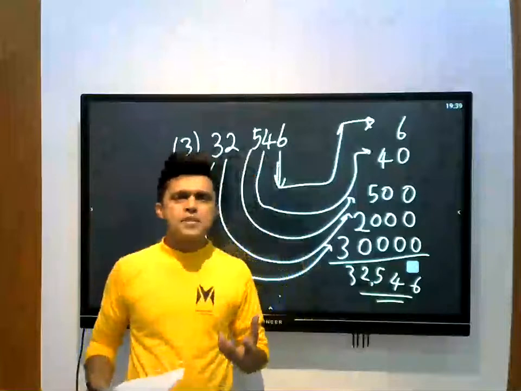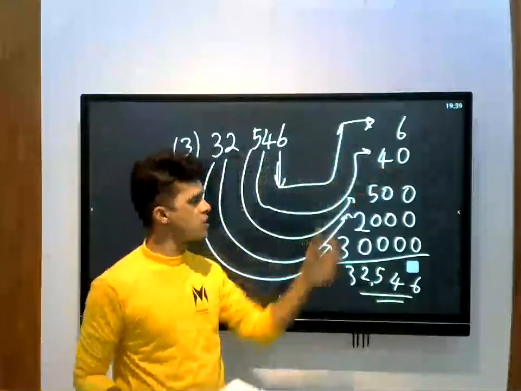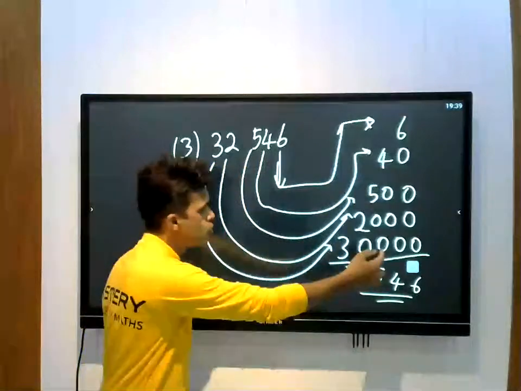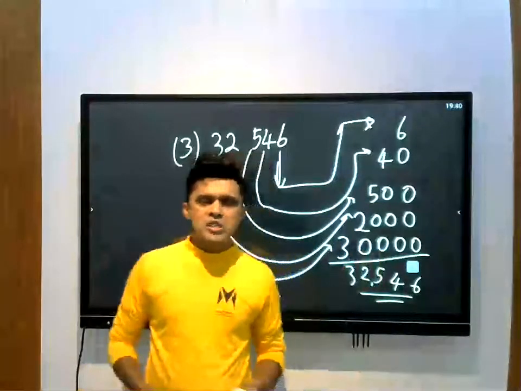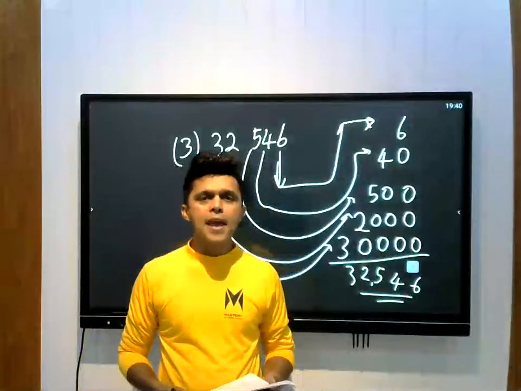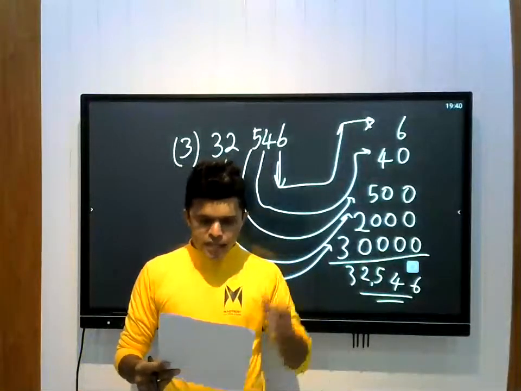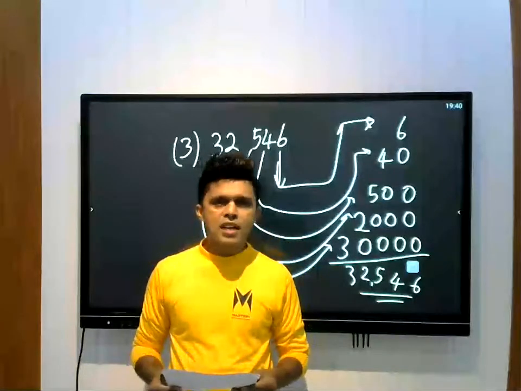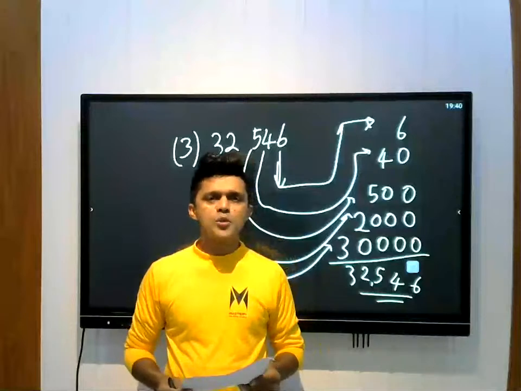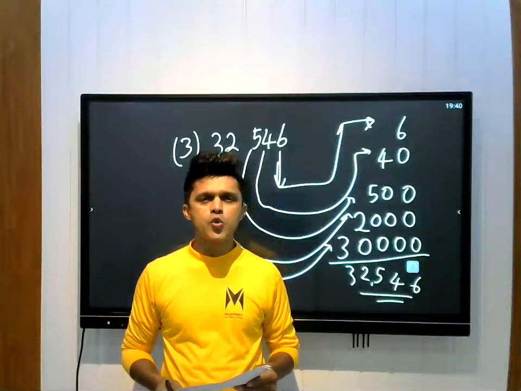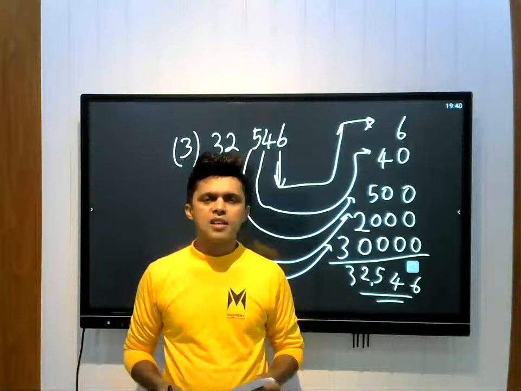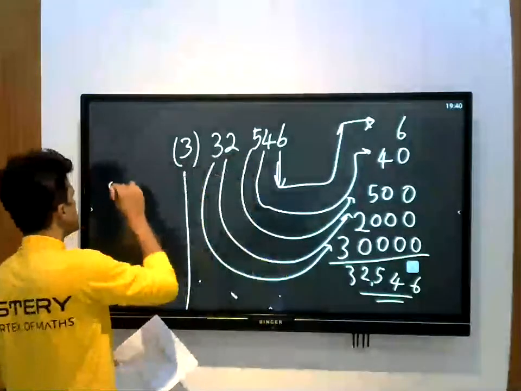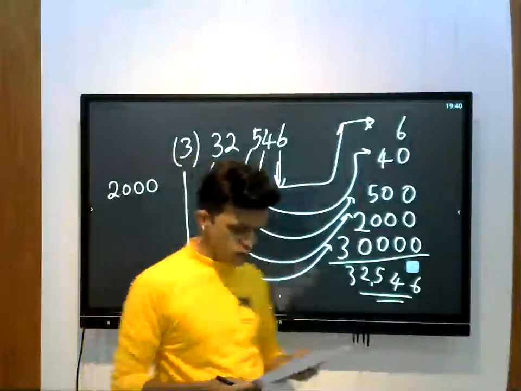32,546. The value represented by 6 is 6. The value represented by 4 is 40. Likewise, the value represented by 3 is 30,000. So the question which is met in the paper is how many times the value represented by 2? First of all, you need to get the value represented by 2, that is 2000. The value represented by 2 is 2000.